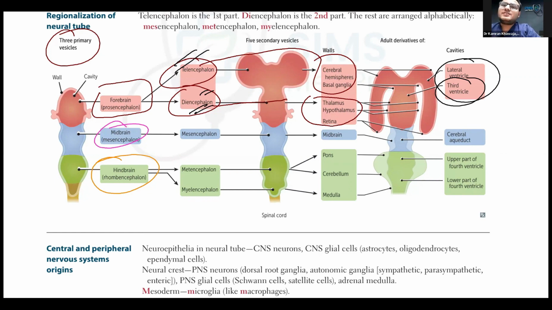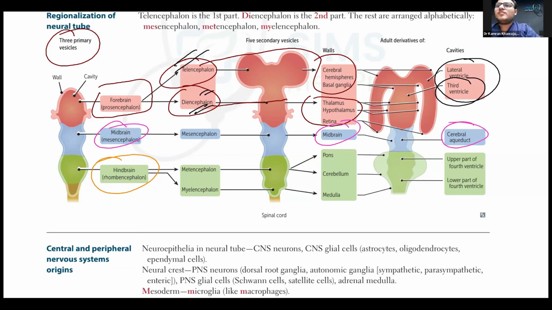Next is the midbrain. The midbrain is mesencephalon. It is not further divided. It will go on to make the midbrain, and the cavity in the midbrain is the cerebral aqueduct. Remember this: it connects the third ventricle with the fourth ventricle. That is the cerebral aqueduct. Is that clear? Now, next, the hindbrain. The hindbrain is rhombencephalon.